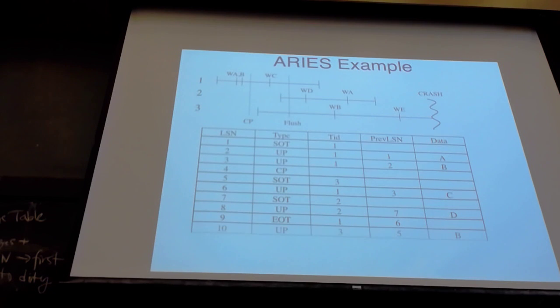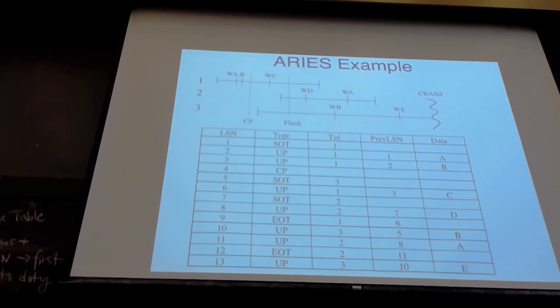So then transaction 1 finishes, transaction 2 updates this value B, transaction 3 updates B, transaction 2 updates A, and transaction 2 finishes, and then finally transaction 3 writes this value E. The previous LSNs let us walk backwards through the operations of a given transaction. So for transaction ID 3, I can follow the previous LSN back. LSN 10 is the previous LSN that transaction ID 3 wrote, and LSN 5 is the first LSN that belongs to transaction ID 3.